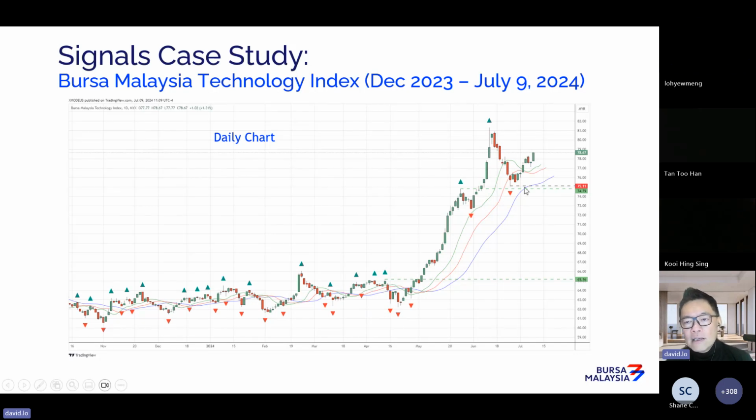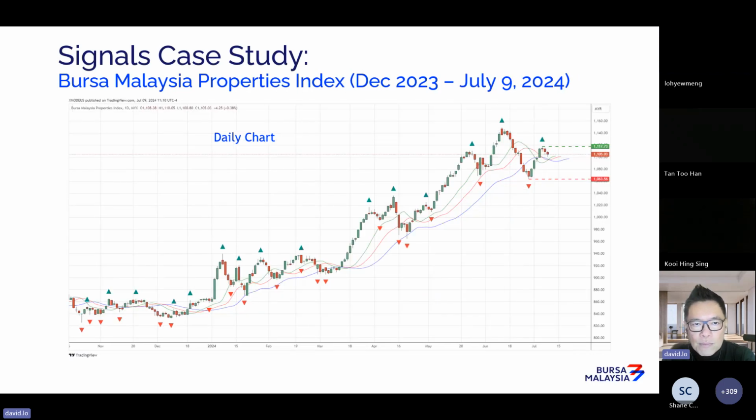You can see right over here, it's displaying a possible pullback. If it breaks this, then it's going to do a deeper correction. As it is now, it's still trying to pull back. So see whether it forms a fractal right over here. This is the daily chart. If it forms another 2 days, because this is only updated until yesterday, so it forms 2 bars here, forms a bifractal and breaks out, then yes, the technology index stocks are still bullish. So now let's move on to Bursa Malaysia properties.